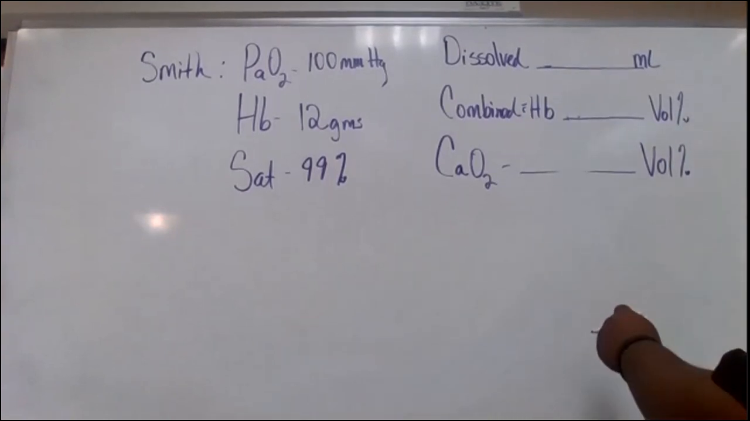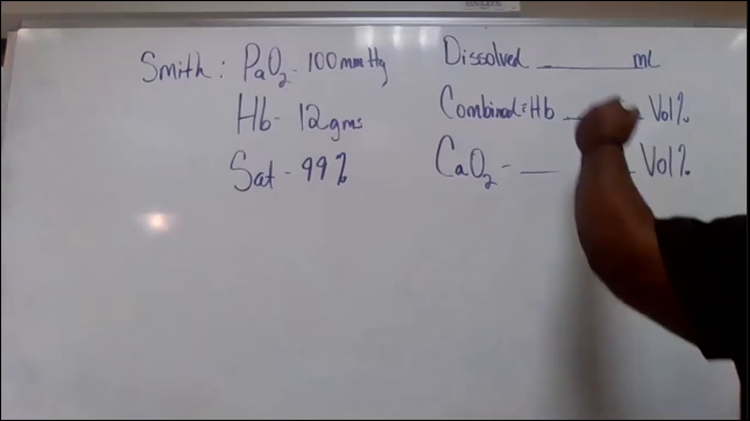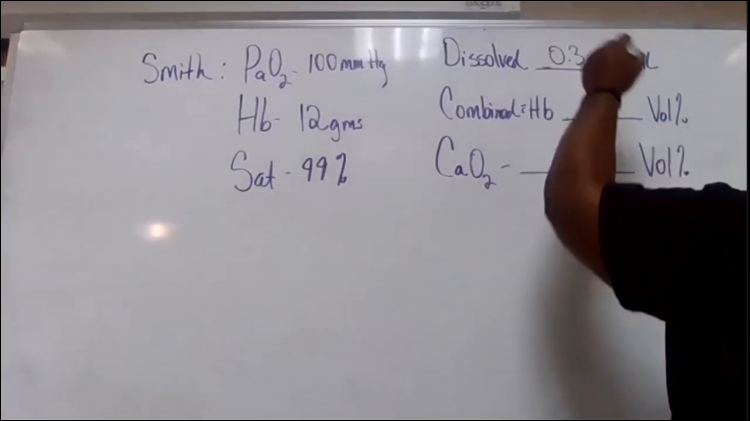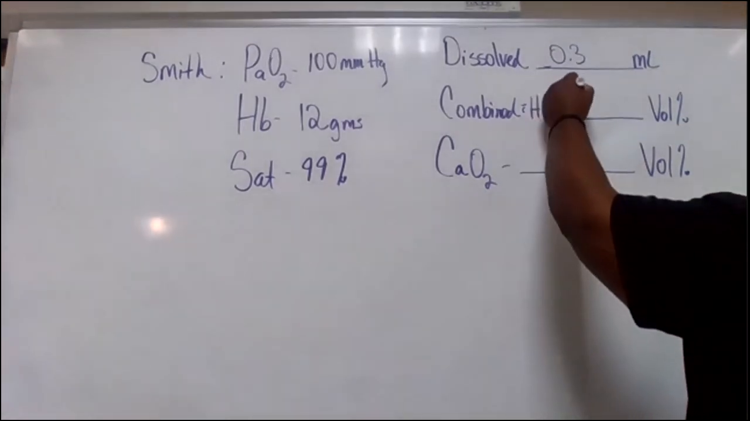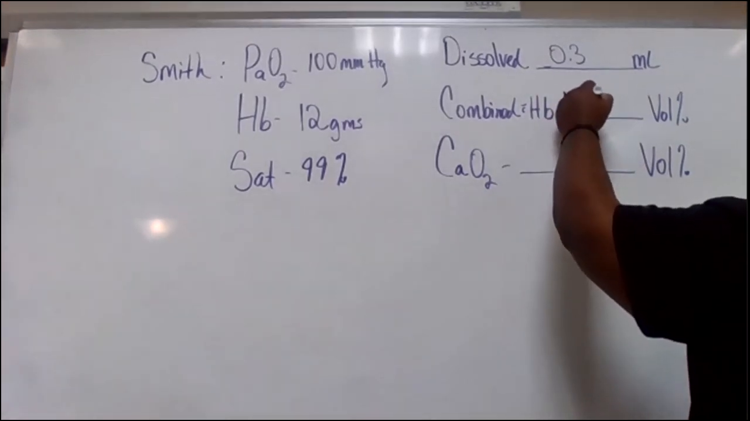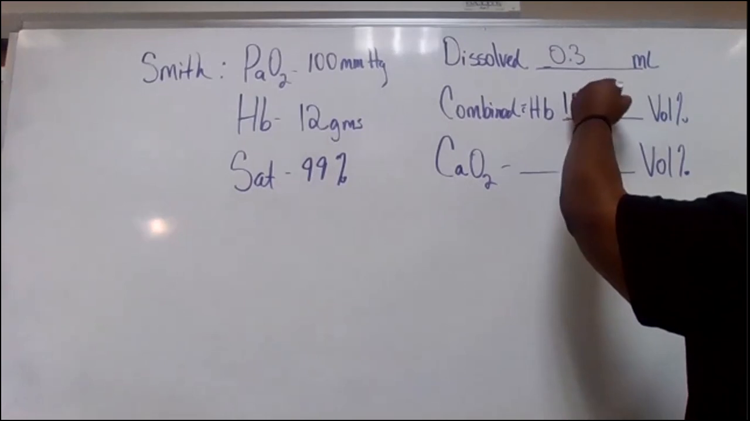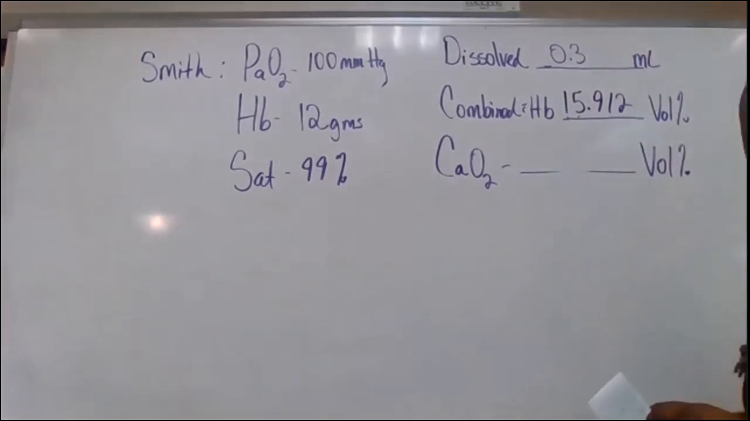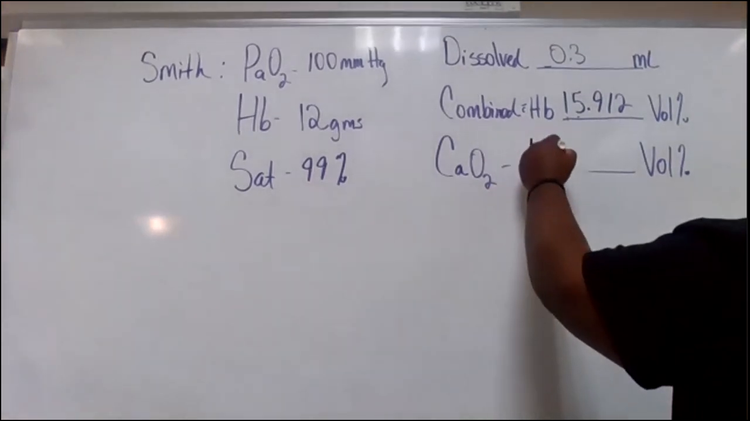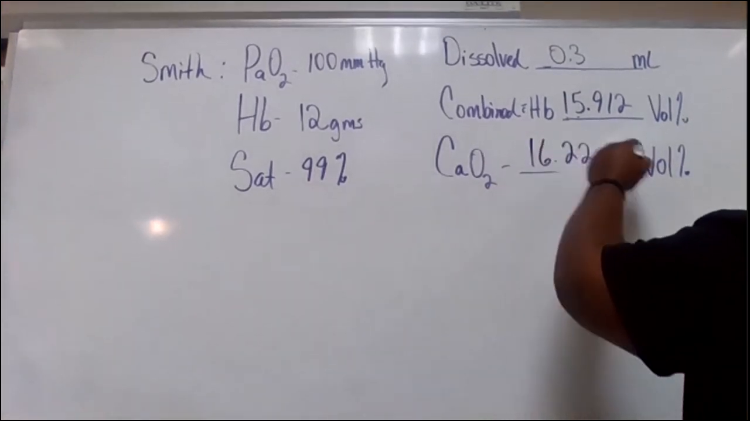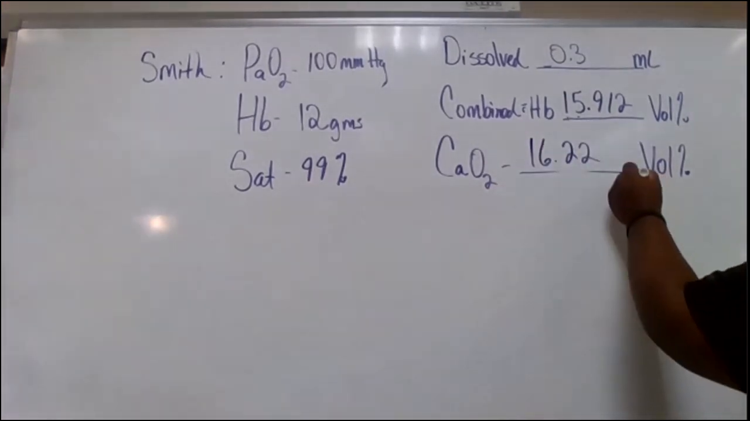We can move on. Dissolved amount should be 0.3 ml. Combined with the hemoglobin, 15.91912, whichever. And then total O2 content is about 16.22 volumes percent.